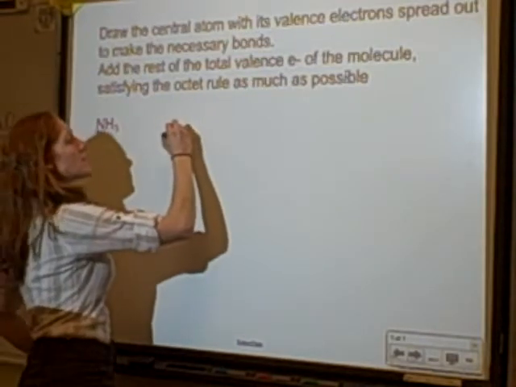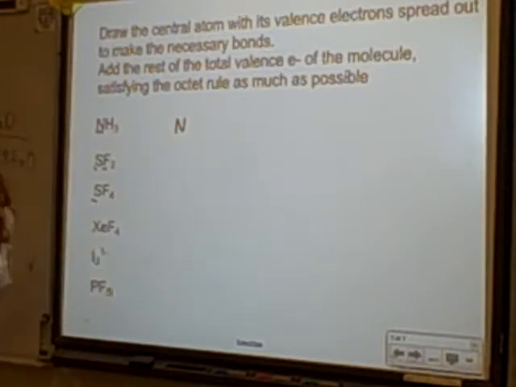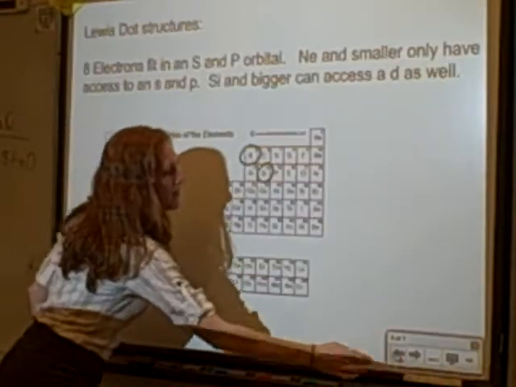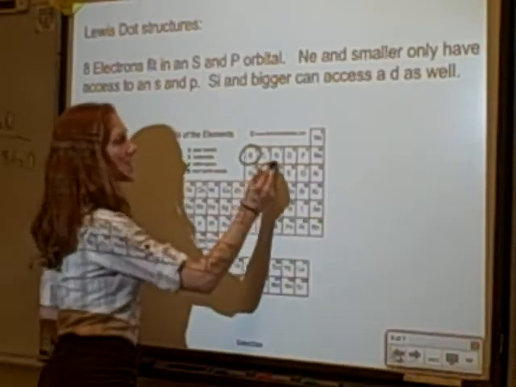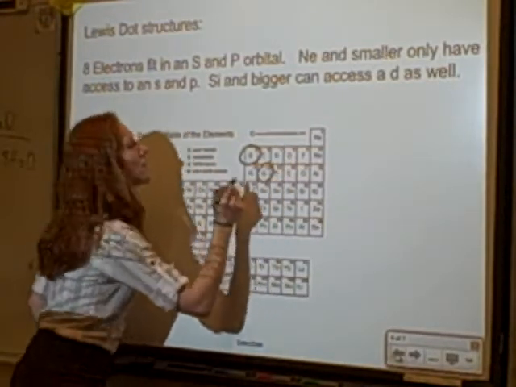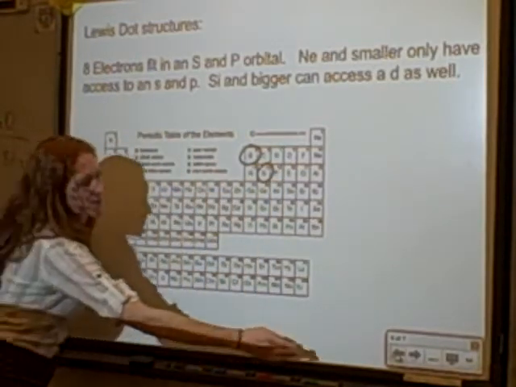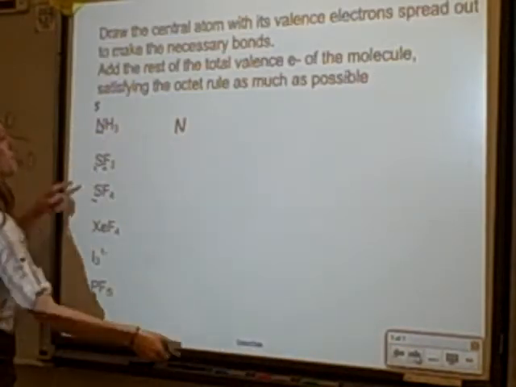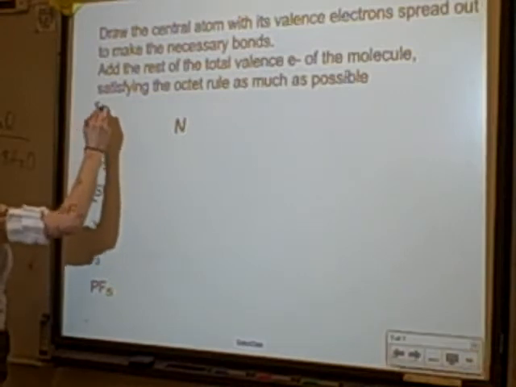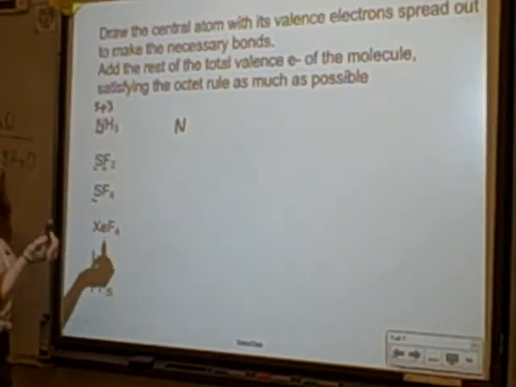So I can kind of just see how many bonds I have to make by looking at the formula. So first I draw my central atom, nitrogen. Nitrogen is smaller than silicon. It's on the 2nd energy level. It's not going to violate the octet rule. So for this one, looking on the periodic table, let's go back and look at it. Nitrogen has 1, 2, 3, 4, 5 valence electrons, and hydrogen has 1 valence electron. So that means I have 5 valence electrons for the nitrogen. Each hydrogen has 1, so 1 times 3 is 3. I have 8 valence electrons to work with.